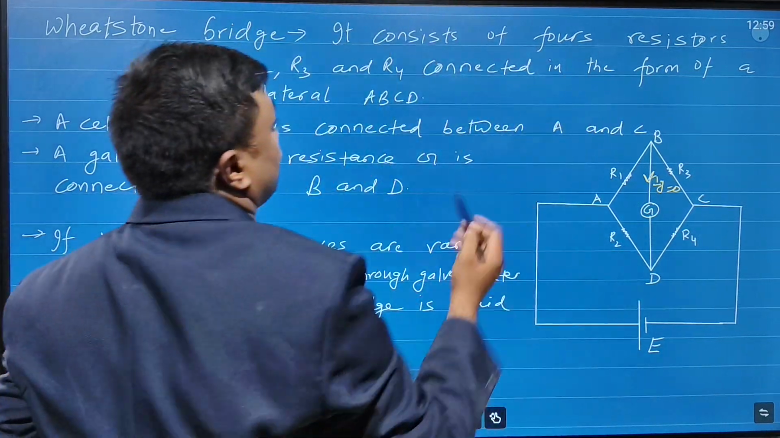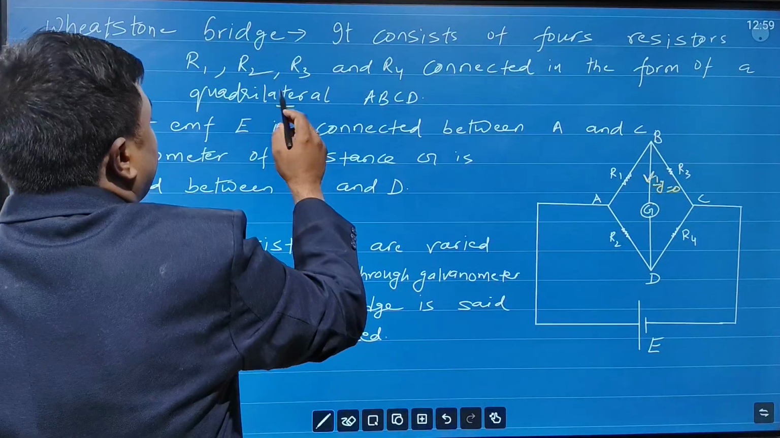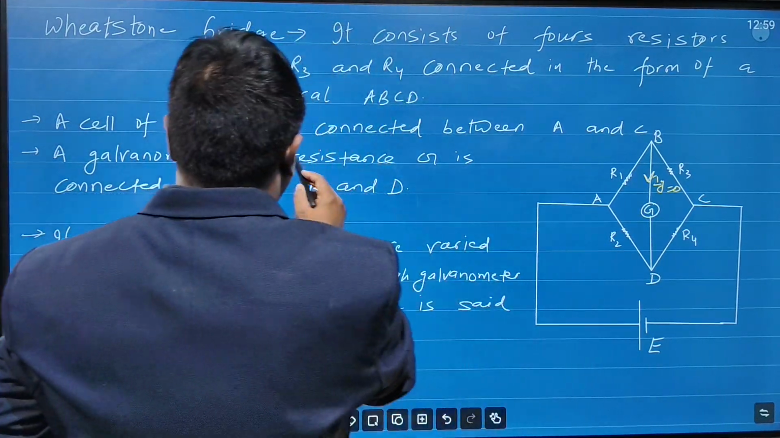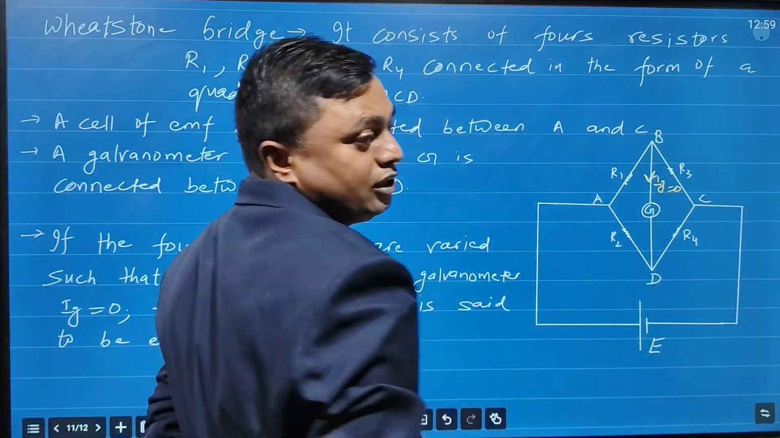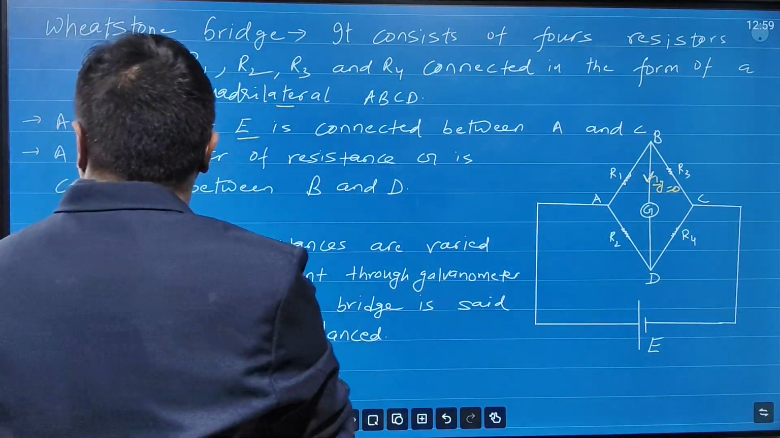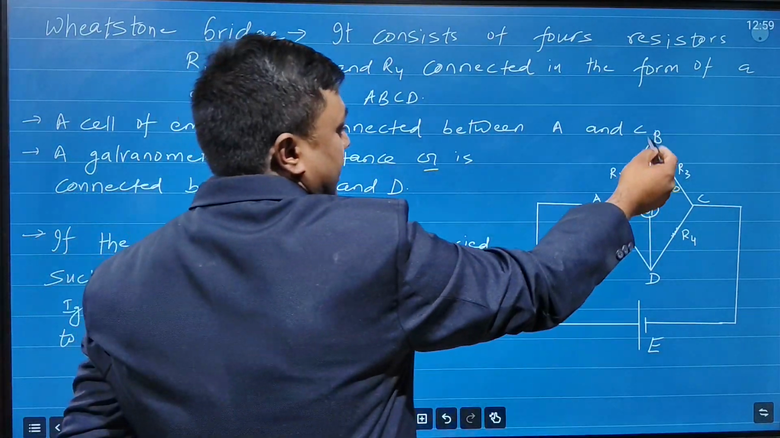You can see here it consists of 4 resistors R1, R2, R3, R4 connected in the form of a quadrilateral, and a cell of EMF E is connected across A and C. And a galvanometer of resistance capital G is connected across B and D.